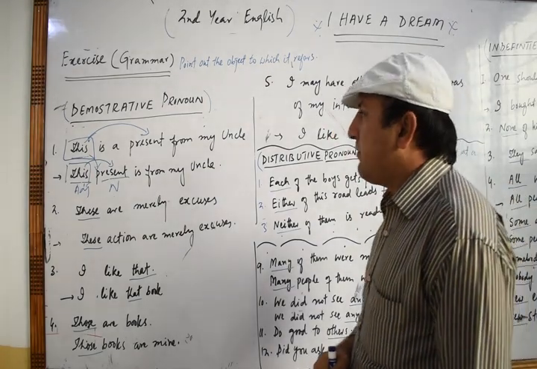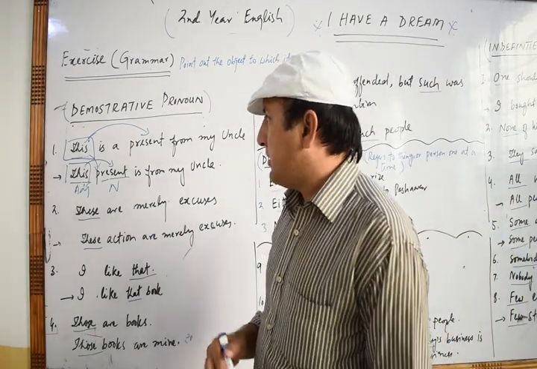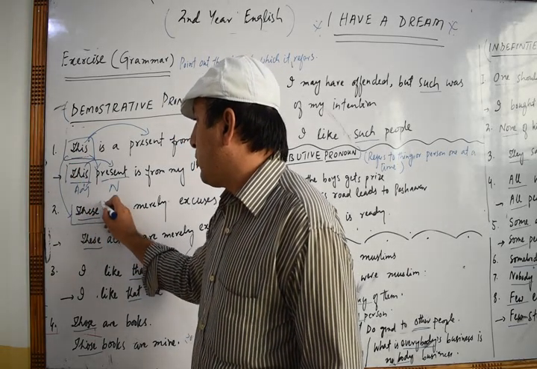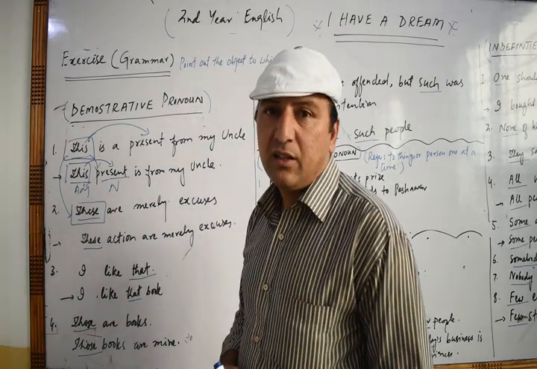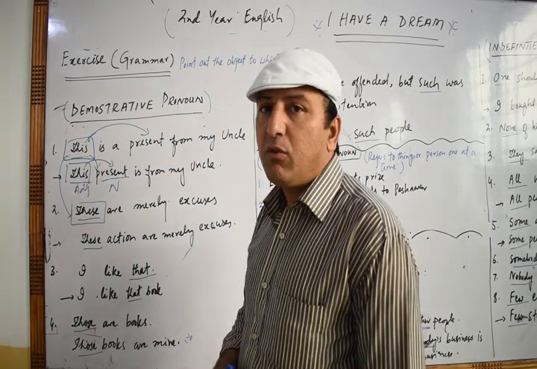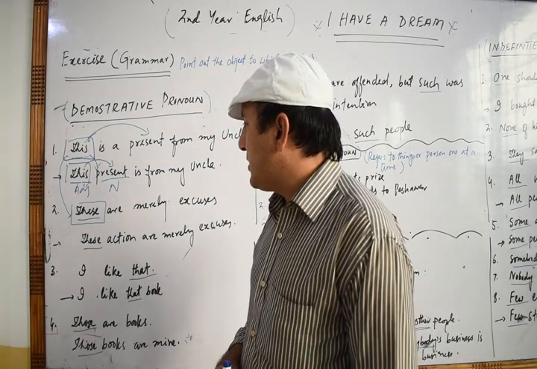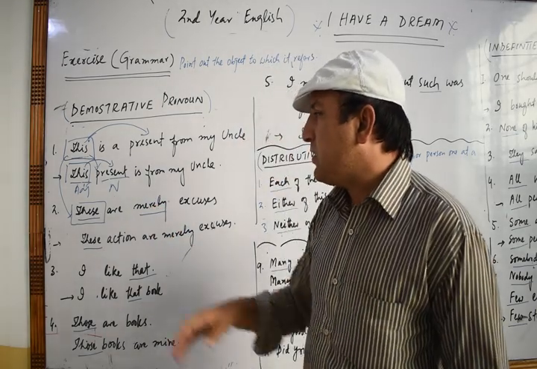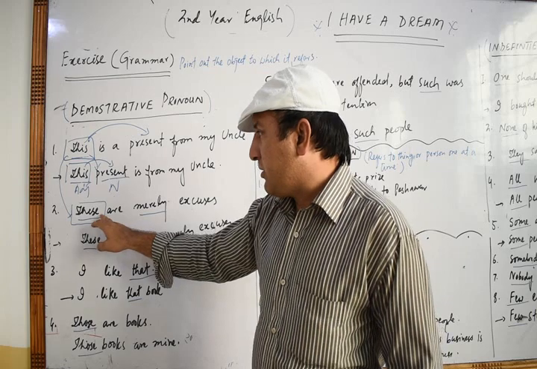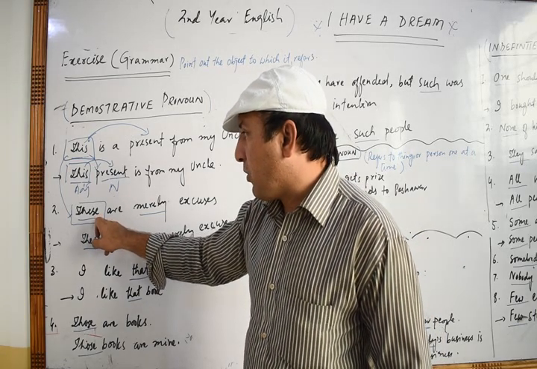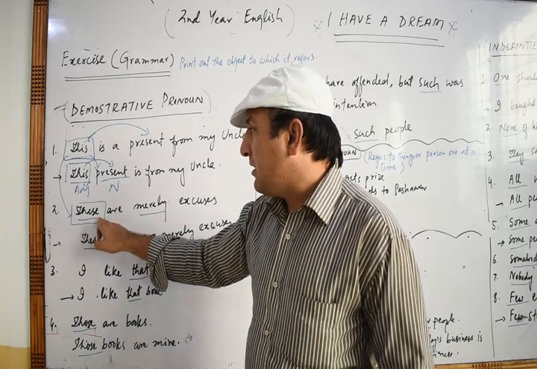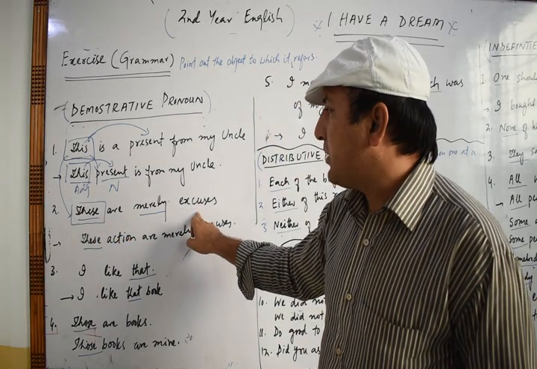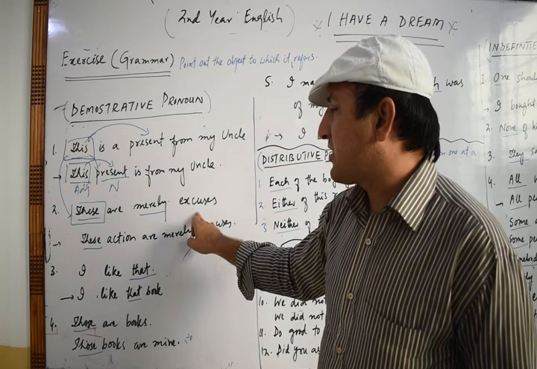Now you see we have the next sentence. In place of this, sometimes in plural we use these. These is the plural form of this. So, these are merely excuses. Now you see these is working alone in this sentence. In the sentence these is alone and it points out excuses. These are merely excuses.